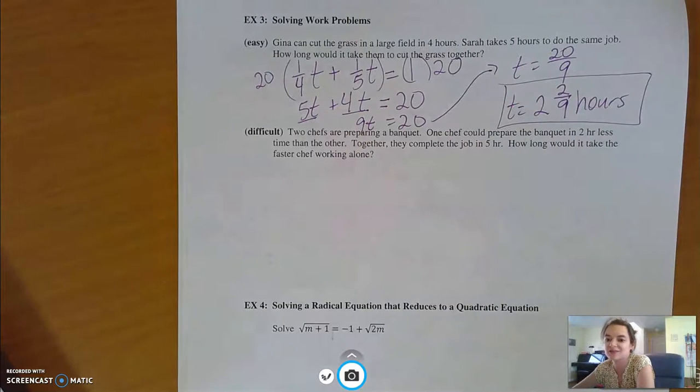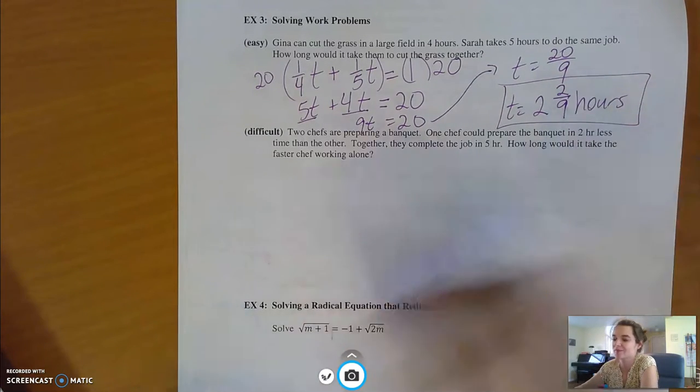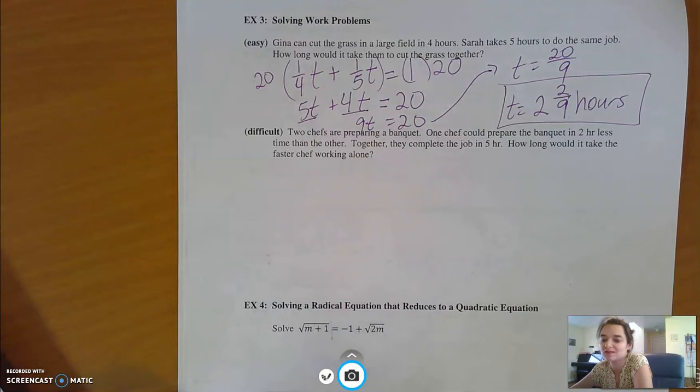If you were talking to somebody, I would think about 2/9. Like 3/9 would be a third of an hour, which would be 20 minutes. If that makes sense. So this is a little bit under 2 hours and 20 minutes, so it's probably between 2 hours and 15 minutes and 2 hours and 20 minutes, somewhere in that time frame if you're talking to a person. Okay? Let's move on to a slightly more difficult one.